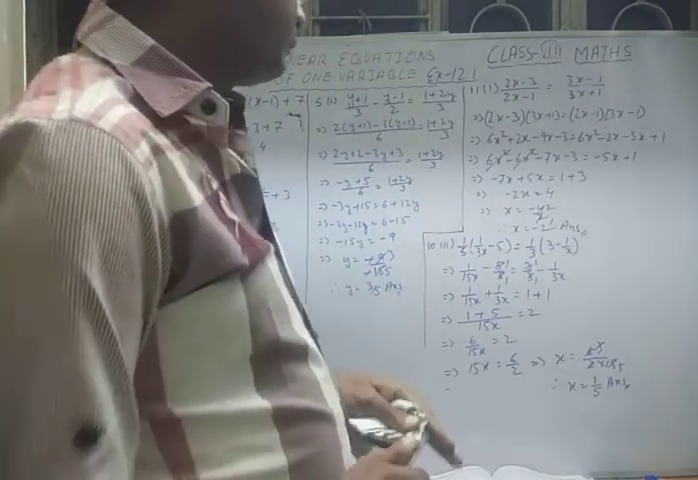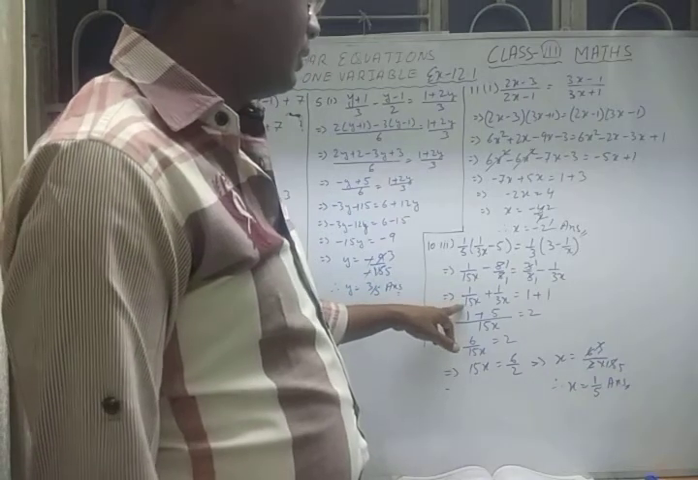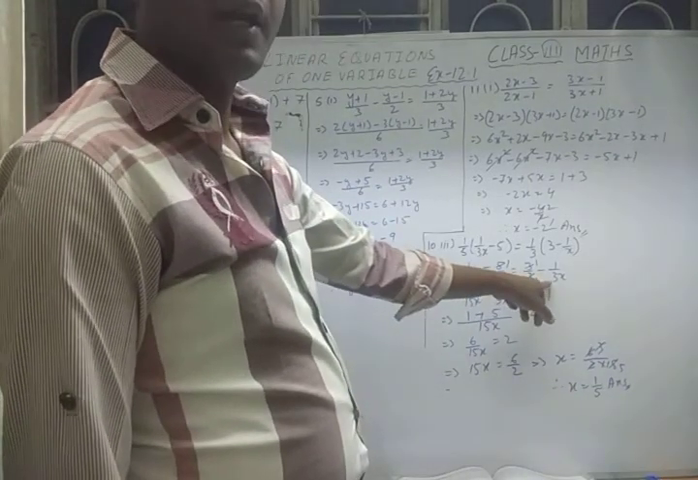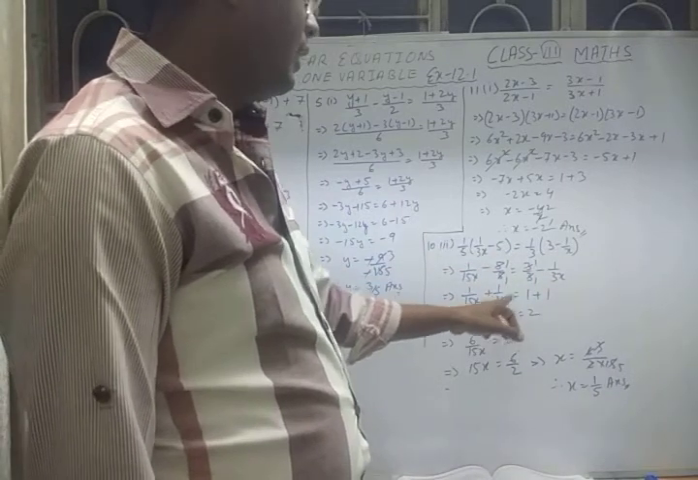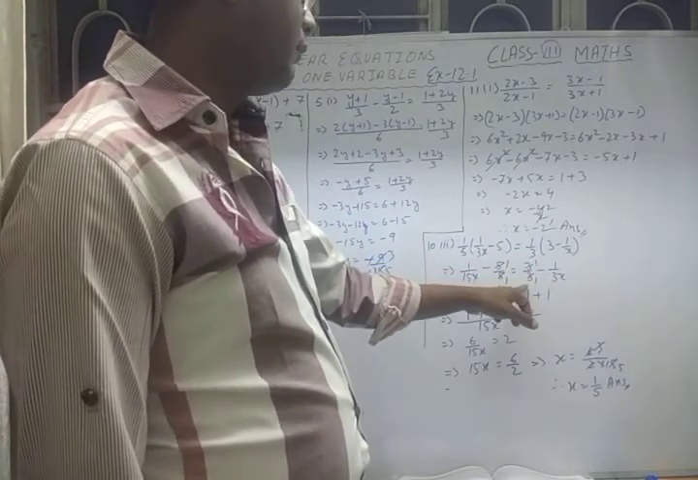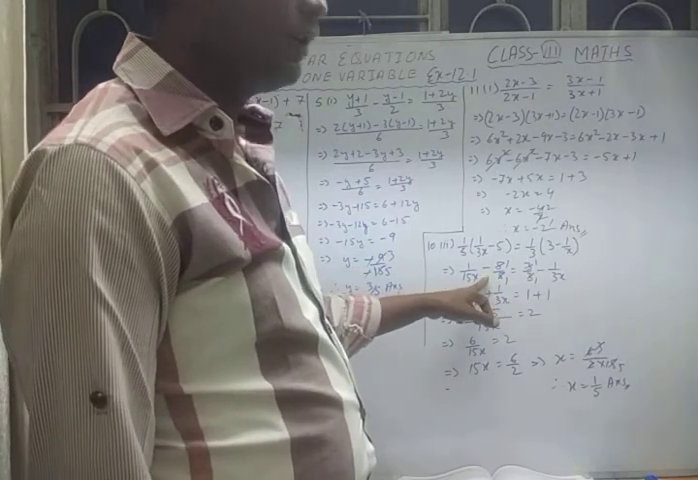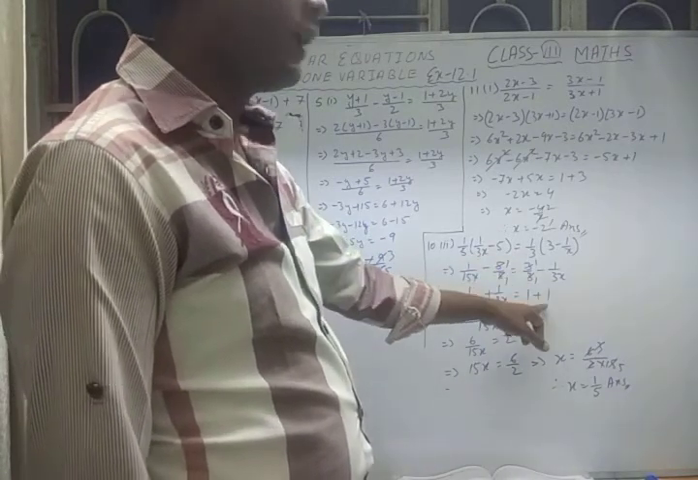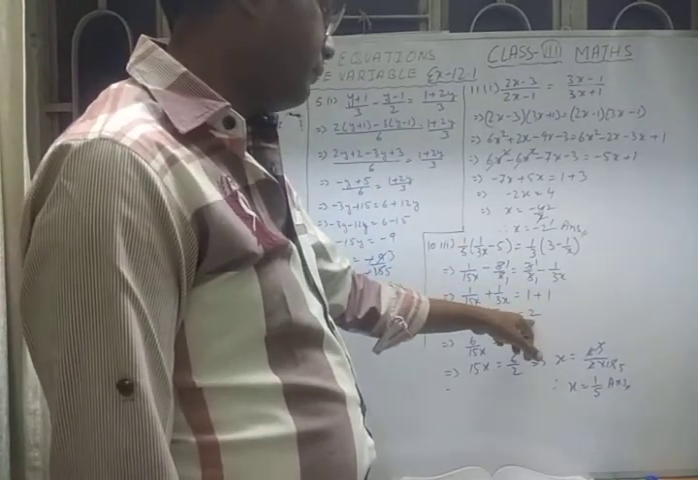Now see, so it is 1 by 15x here. When you take this minus 1 by 3x to the left hand side, it will become plus 1 by 3x is equal to 1 by 1 is only 1. Here is 1 by 1 is only 1, that is minus 1. When you take this minus 1 to the right hand side, it will become plus 1. So 1 plus 1, it will become 2.